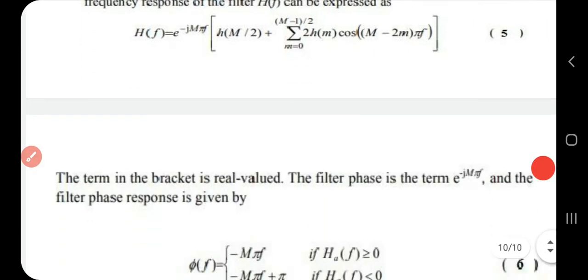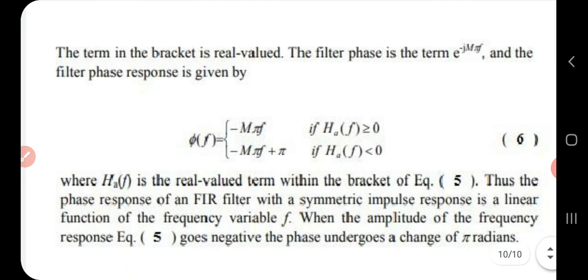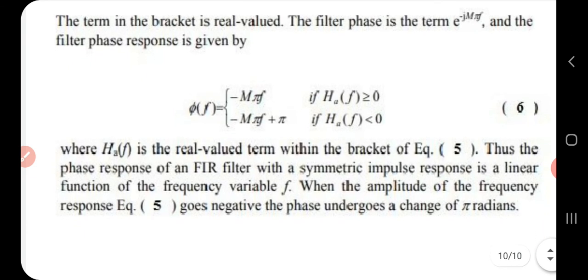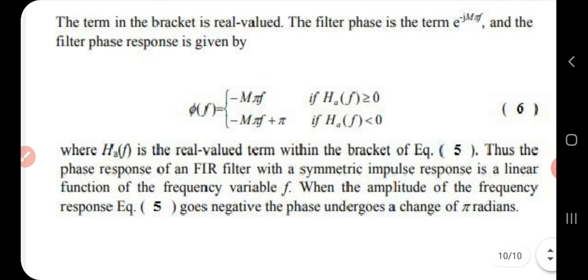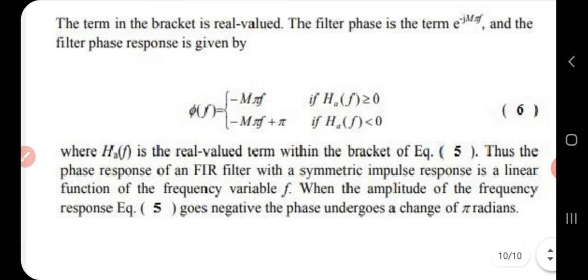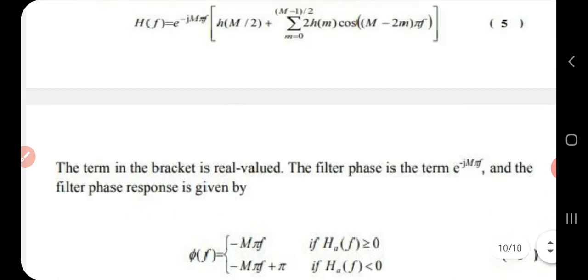So you have reached equation 5, and the term in the bracket, you can say it is real valued. The filter phase is the term e raised to minus j 2 pi f t, that is, e raised to minus j M pi f, and the filter phase response is given by this equation. That is, the phase change can have two values, given by equation 6, where H of a f is the real valued term within the bracket of equation 5. Thus, the phase response of an FIR filter with a symmetric impulse response is a linear function of the frequency variable f. When the amplitude of the frequency response goes negative, the phase undergoes a change of pi radians. So that is what you have to write in this expression.